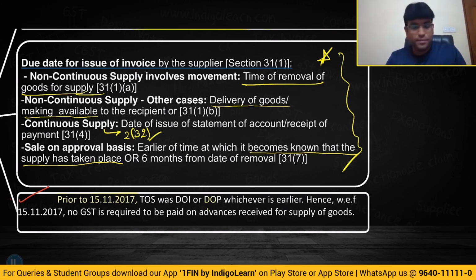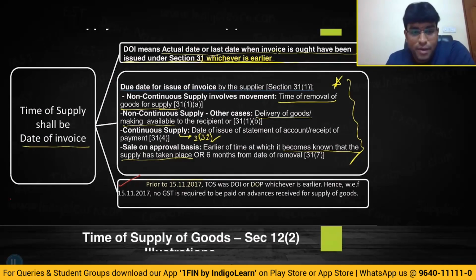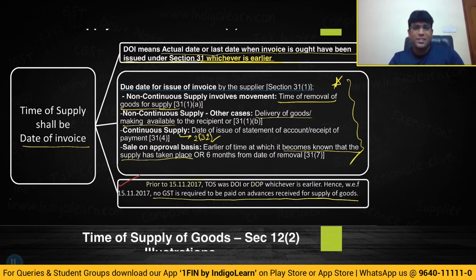Done. Next. The last box, guys. Prior to 15th November, time of supply was date of invoice or date of payment, whichever is earlier. Hence, with effect from 15th November, no GST is required to be paid on advances received for supply of goods. Obviously, no question of payment of GST on advances. But keep in mind, no GST on advances only in case of goods. If it is services, on advances, we end up paying GST. Why? How? We'll talk in services very soon. But for goods, we never ever pay GST on advances.